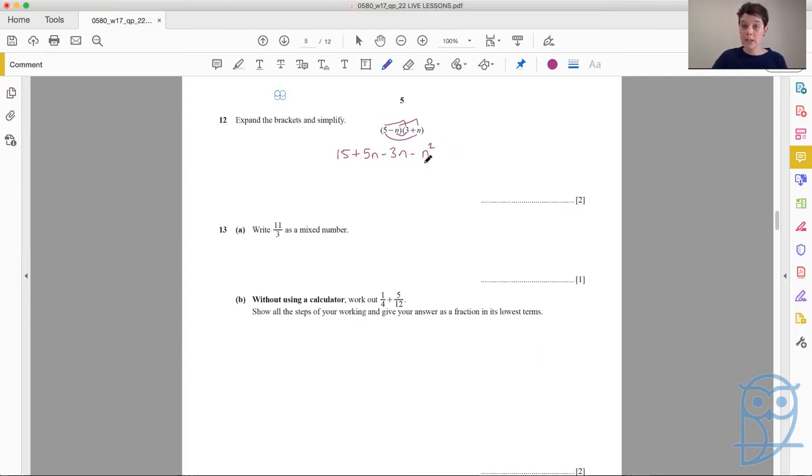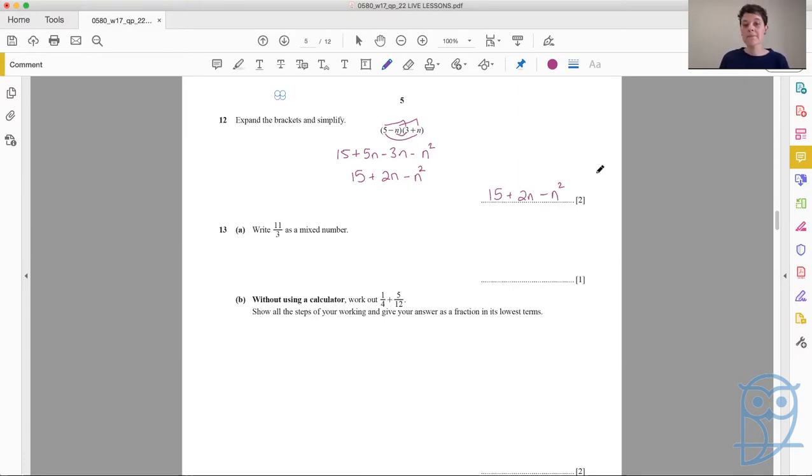So that's the expansion. The simplification means we combine the like terms. So 15 is the only one like that, but plus 5n minus 3n, so plus 2n, minus n squared. So 15 plus 2n minus n squared, we have expanded and simplified.